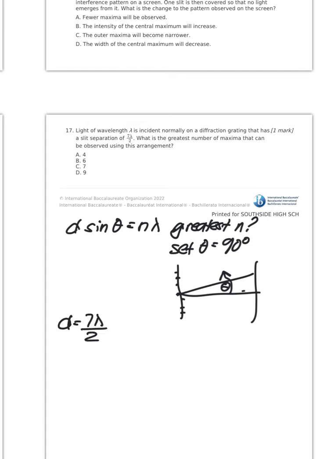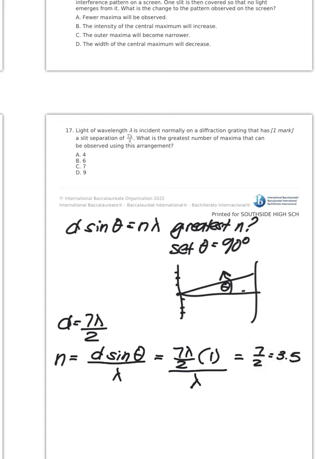And they gave us a slit separation of 7 lambda over 2. All right, so we know that d is 7 lambda over 2, and of course the sine of 90 degrees is 1, and so we're left with n equals 7 lambda over 2 divided by lambda. That leaves us with 7/2. And so that's the 3.5 order. Of course, n is a whole number, and so the smallest order that we can see is n equals 3.